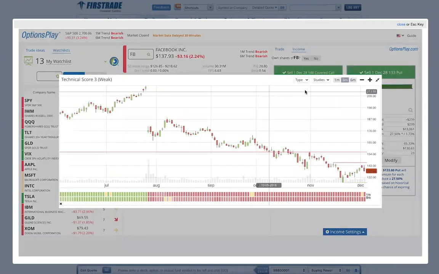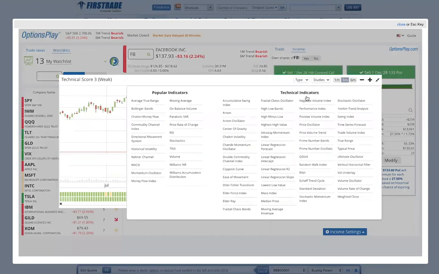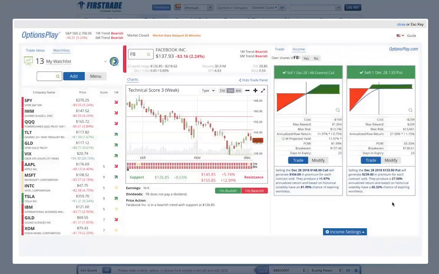But in terms of setting an indicator, you click on the expand button, and you can enter any of these indicators that we have here. We have popular indicators, but a ton of different indicators that you can add to your screen right here on Options Play.